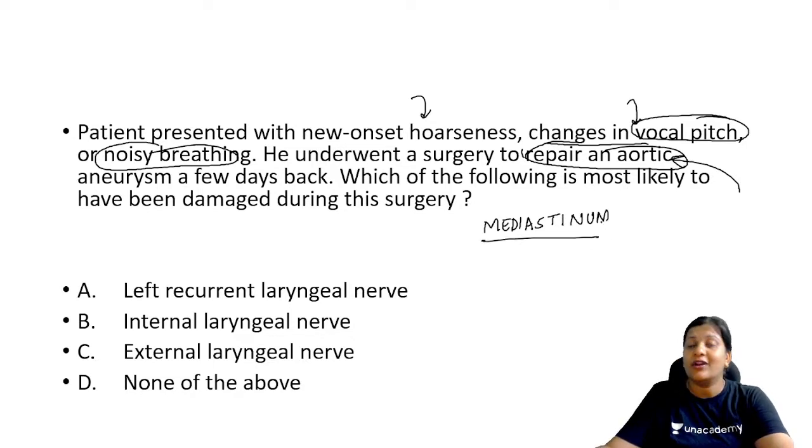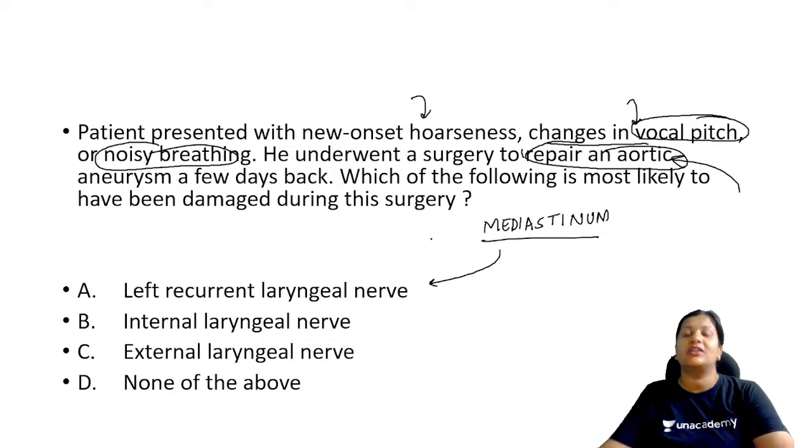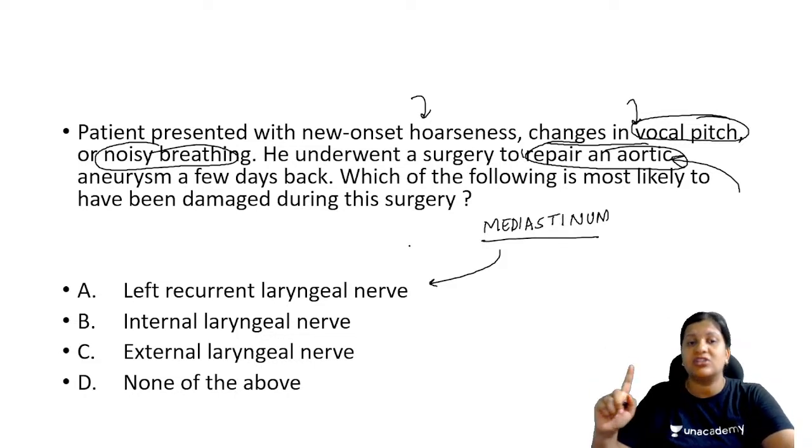Now what will go into the mediastinum? Is it the recurrent laryngeal nerve or the superior laryngeal nerve? Yes, we know that only the left recurrent laryngeal nerve travels in the mediastinum. So following any injury to the left recurrent laryngeal nerve, the patient can have noisy breathing, the patient can have mild change in the voice, usually not major change, because major change in the voice is usually due to injury to external branch of superior laryngeal nerve.